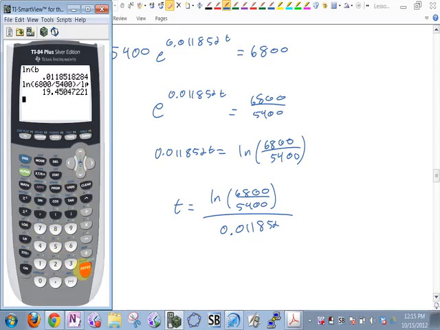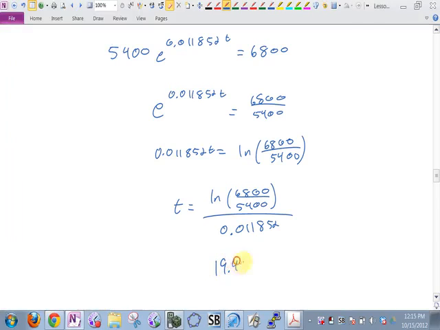So you get 19.45. 19.45 is what year? The year 2009. Why did you divide by natural log? Well, natural log b was what this number is. So I just had more decimals by doing it that way. I could have typed it in, but I'm lazy.